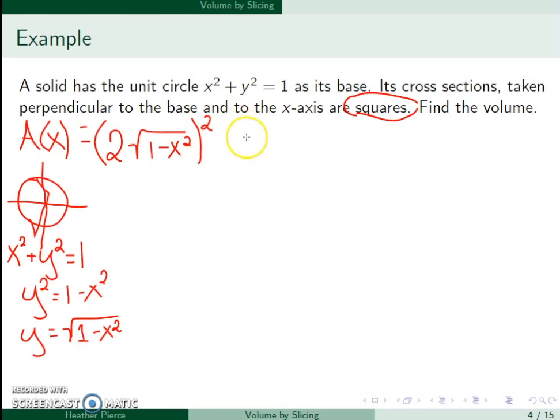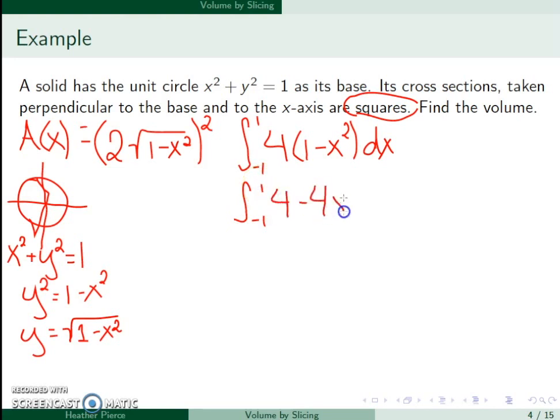So now we would need to integrate. This extends from negative 1 to 1. And if we simplify this, we get 4 times 1 minus x squared dx. So this is the integral from minus 1 to 1 of 4 minus 4x squared dx. The integral of 4 is 4x. And then the integral of 4x squared, we would increase the exponent by 1 and then divide by that number. Then we need to take this between 1 and negative 1.